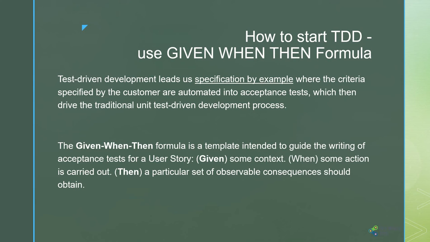Now, how do we start with test-driven development? There is something called the given, when, then formula, which we can use. Given is some context, when is an action done by the user, and then is a particular set of observable consequences that should be obtained.